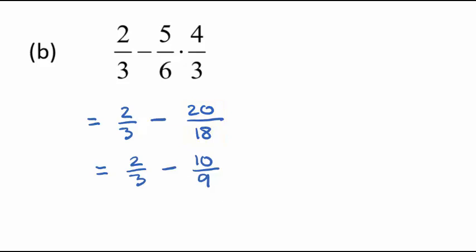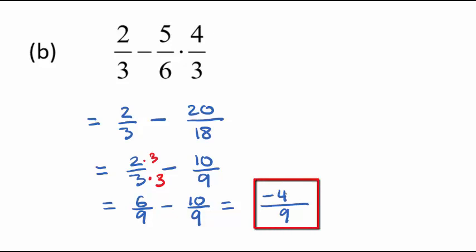And the LCD for this is 9, so we multiply the first fraction by 3 top and bottom, and we'll get 6 over 9 minus 10 over 9. If we subtract and they have the same denominator, we keep the denominator the same and we subtract the numerators. 6 minus 10 is negative 4. So the answer is negative 4 over 9.